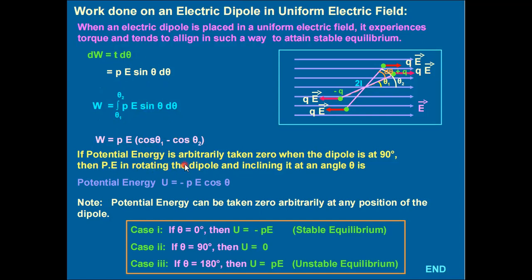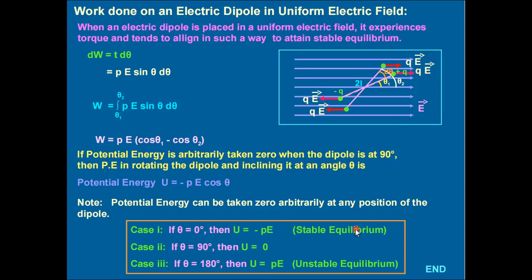So the potential energy is arbitrarily taken as 0 when the dipole is at 90 degree. You must know that when the dipole is at 90 degree, we take the potential energy as 0. So the potential energy in rotating the dipole and inclining it at an angle theta will be U equals minus pE cos theta, because cos 90 degree equals 0. Note that the energy can be taken as 0 arbitrarily at any position of the dipole.